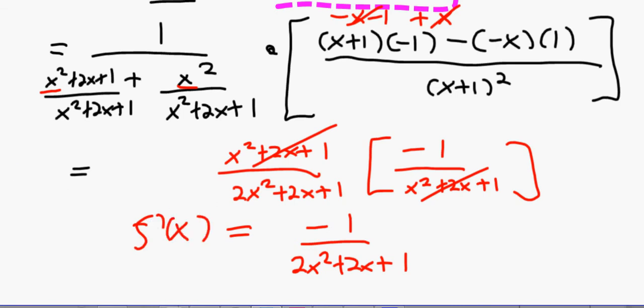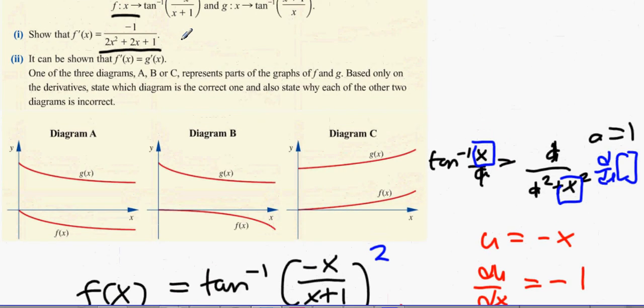Now that I've done that, what I've shown you is that it can be shown that f dash x equals g dash x, so both of them are the same. One of the three diagrams, A, B or C, represents parts of the graph f and g based only on derivatives. State which diagram is the correct one, and also state why each of the other two diagrams is incorrect.